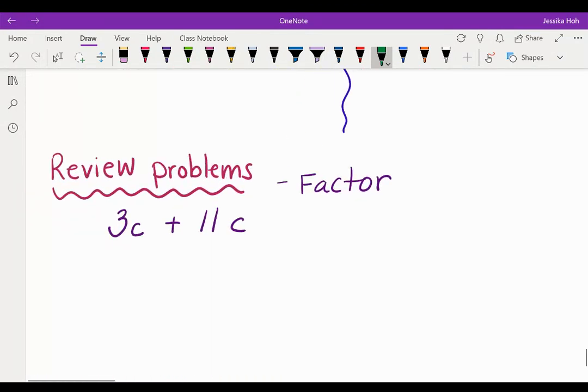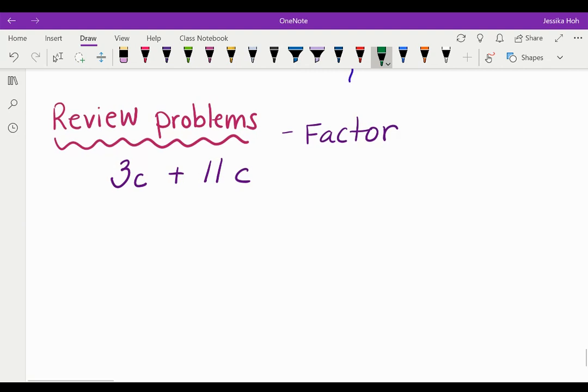I do have two review problems, noticing that students were commonly getting this incorrect on their work from last week. When it says to factor, I'm going to pull out the greatest number or letter that they share in common. 3 and 11, they don't have any greatest common factor but 1. But I notice they both have a C, so I can actually pull out a C from the expression. So C times the quantity of 3 plus 11. I know this is correct.